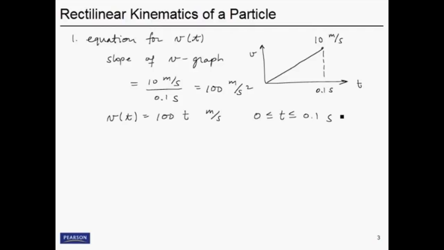Now the question is, what happens after that? Well, there's a couple of ways to look at this. I'm going to write it one particular way. There are other ways you can write this as well. We know the slope on the other side of that, the post 0.1 second part of it, is going to be negative 100 because it goes back to 0. So V of t then is going to be V max, which is 10, minus 100 times (t minus 0.1). Again, that's going to be in meters per second, and that's going to be good from 0.1 to 0.2 seconds. So now that we've got our equations for V, which are valid over the entire domain, we can go ahead and move on to step 2, where we begin to construct the S versus t graph.